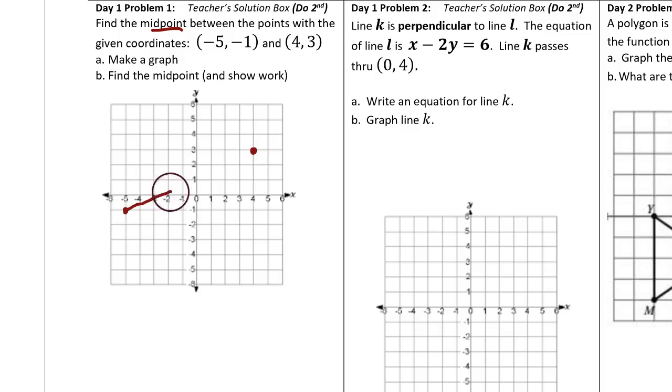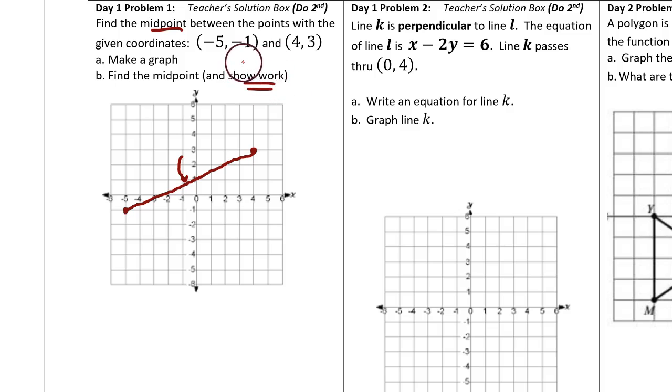Connect these together with a nice straight segment. Then point to the middle of the segment. Point to where you think the midpoint is, somewhere in this area. Now we can't be sure exactly where that is without having a perfect graph, using a ruler, measuring everything just right. So we're going to use algebra to find that midpoint. That's what it means by showing the work.